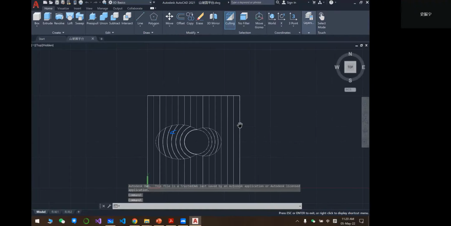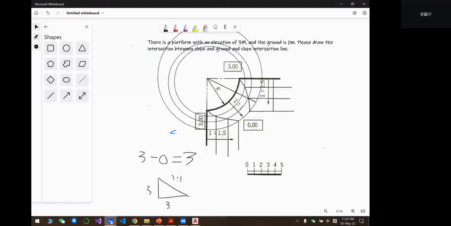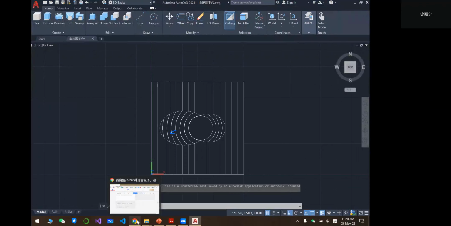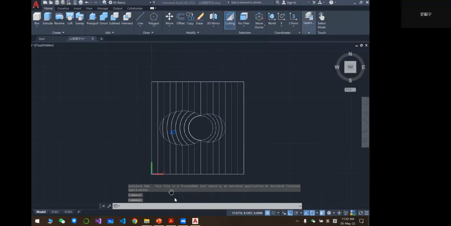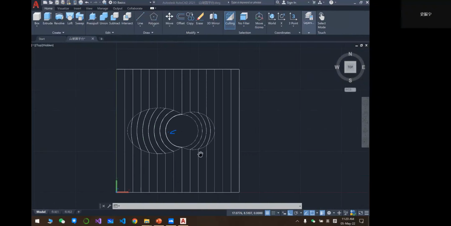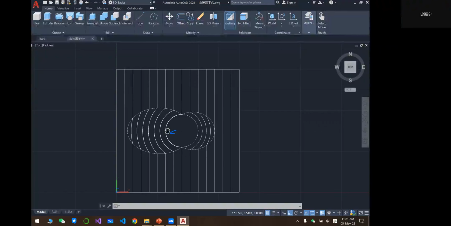Okay, I have to close some pages, so my computer is very slow. And close. Okay.